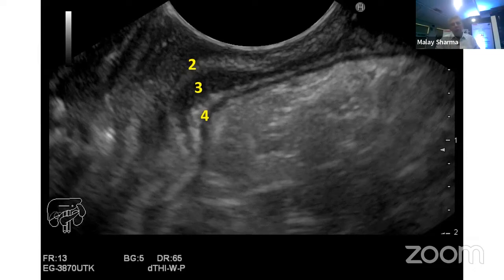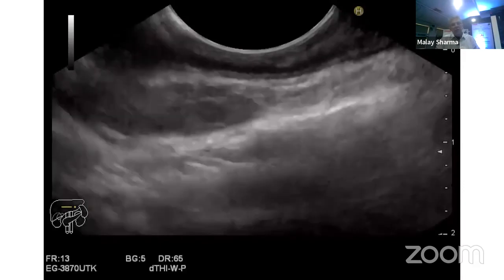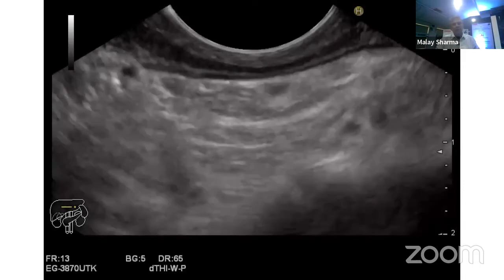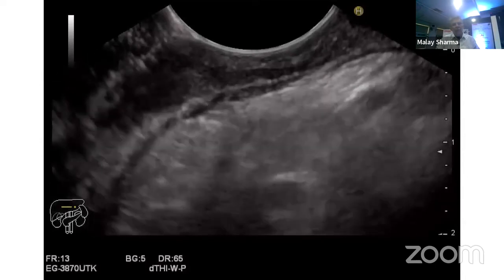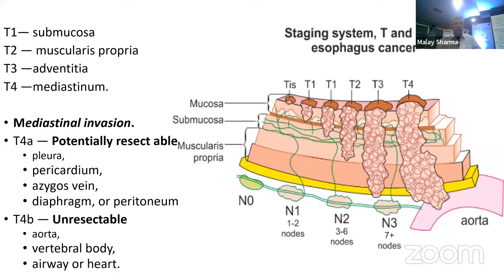In these cases of esophagus, the fifth layer is actually a layer which is the interface of the outer esophagus and the adventitia, and not actually the serosa. So the tumor that is T1, T2, T3, T4, they are shown in this figure, and N1, N2, and N3.